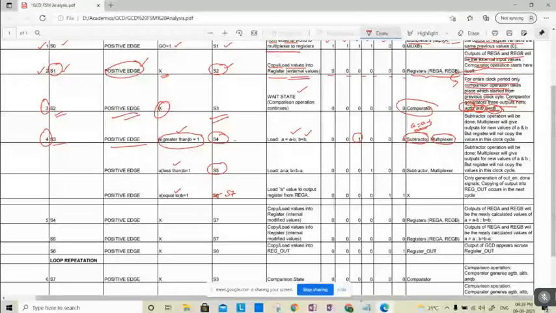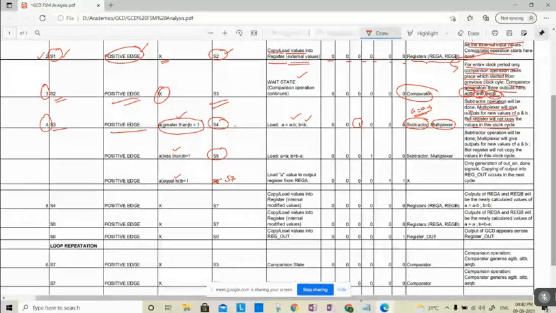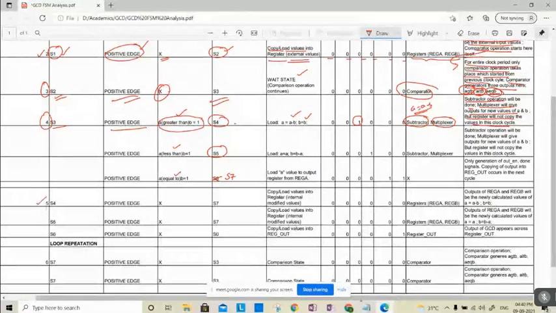The subtractor operation will be done, and the multiplexer will give outputs for the new values of a and b, but the register will not copy these values in this clock cycle. It is going to happen only in the next clock cycle, which is the 5th clock cycle. From S4, the next state, let this be S6 again.